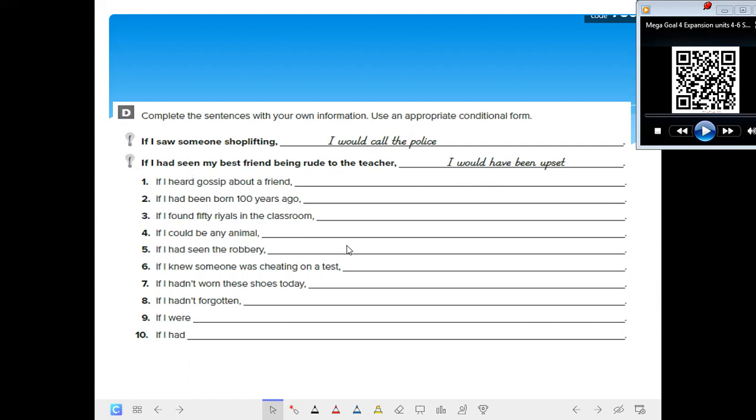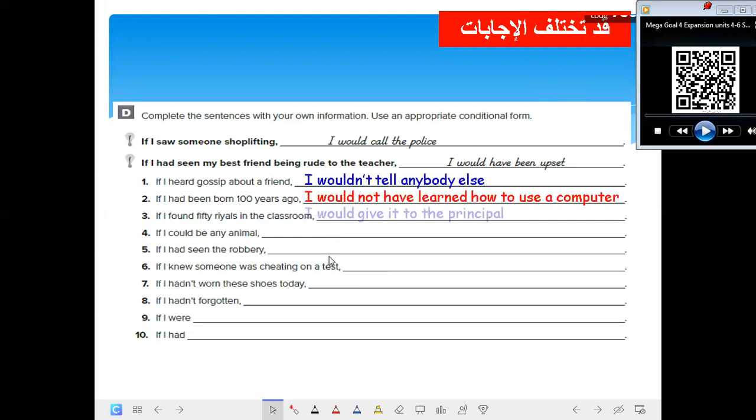Okay, now my dear students, I will show you the answers from number 1 to number 10, and I want you to write them on your workbook. I want you to pay attention and study them carefully because the answers may be different. You can write the same sentences or you can write your own answers. Okay?